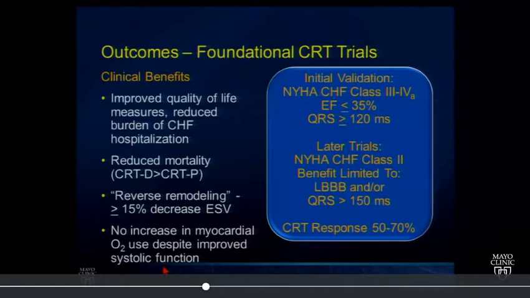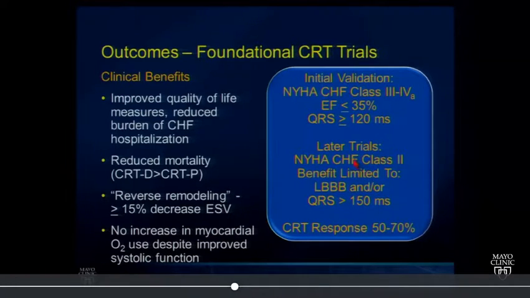Now, it's important to understand the evolution of the foundational CRT trials because it allows us to remember easier which scenarios allow for CRT and which ones don't. So the initial validation of CRT included patients with class 3 to ambulatory class 4 heart failure. They had an ejection fraction less than 35% and a QRS duration greater than 120 milliseconds, and benefit to heart failure hospitalization and mortality was shown.